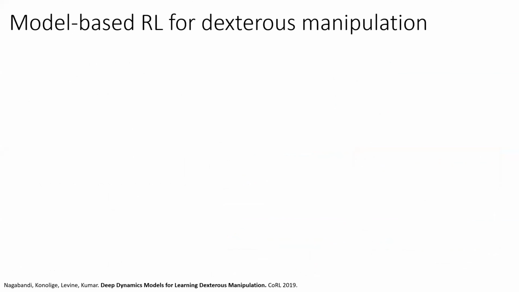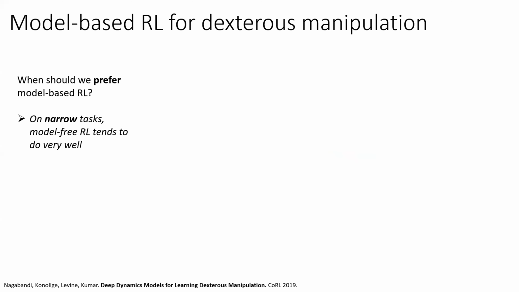All right, so in some recent work, this is work led by my student Anusha Nagabandi, we wanted to study how these kinds of model-based RL methods can be applied to dexterous manipulation, and in particular, better resolve the question of when should we prefer model-based RL. So one of the things that Anusha found is on narrow tasks where you basically have to do just one thing, model-free RL tends to do very well.